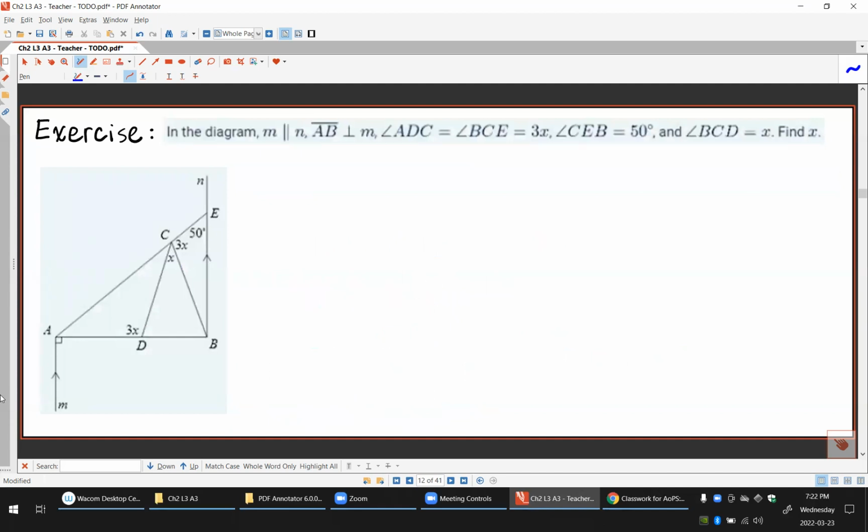Next one, we are given a diagram below where line M is parallel to line N, and segment AB is perpendicular to line M. And also angle ADC equals angle BCE equals 3x. Angle CEB is 50 degrees and angle BCD is x. Our task is to find the value of x. Okay, again, I'll give you 3 minutes to think about this question, okay?